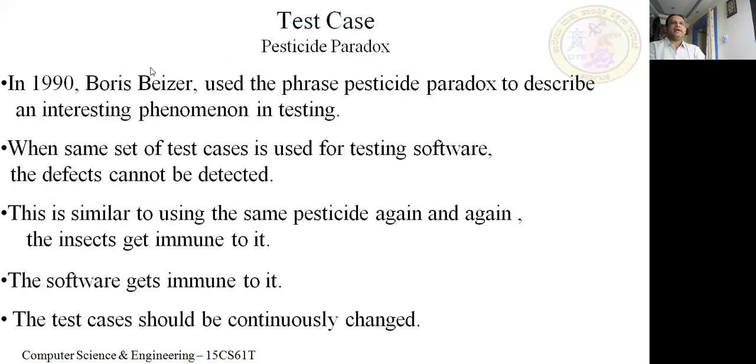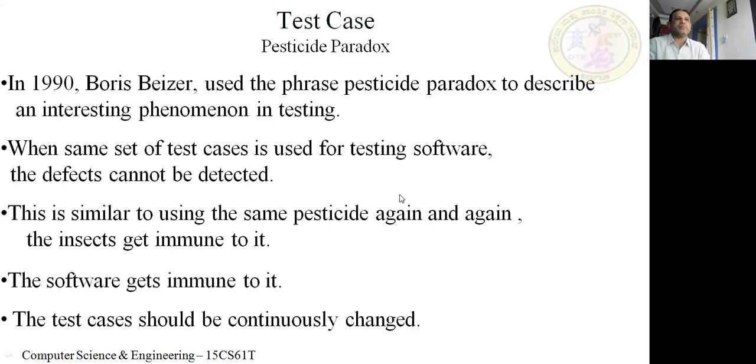Then what do you mean by the pesticide paradox? For example, in your home, usually we use mosquito repellents and all that. What we do, we keep on changing it. For example, we may use Goodnight for 2 months, then you may use Mortein or whichever company is there. We keep on changing. Why? Because the mosquitoes or insects get immune to that particular medicine. So same case here also. Here also the same thing we call the pesticide paradox.